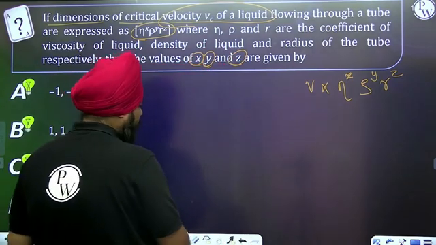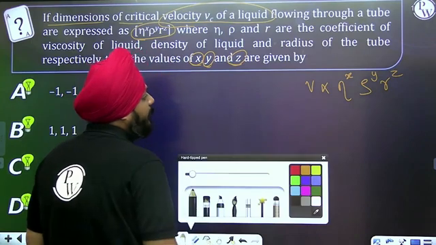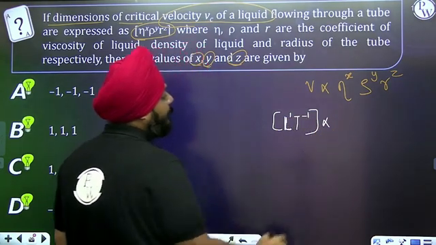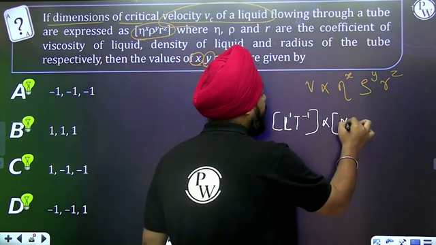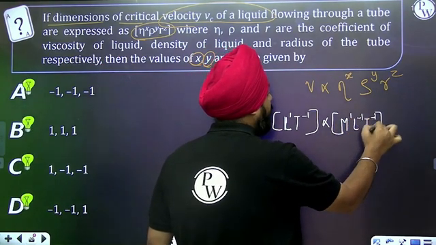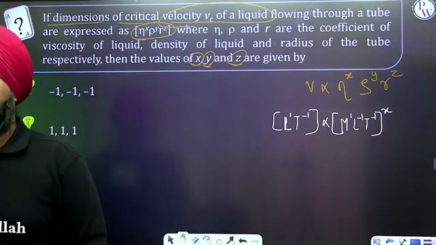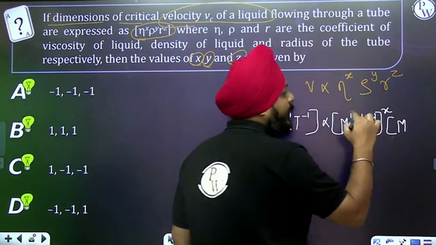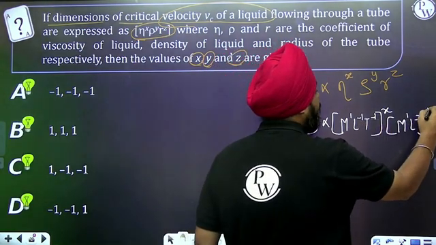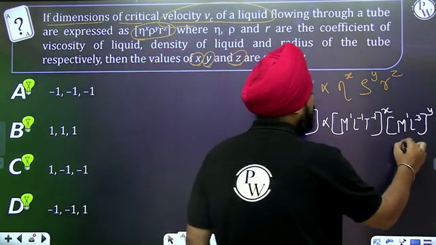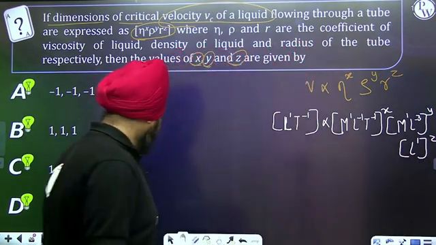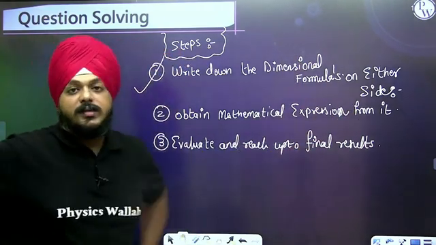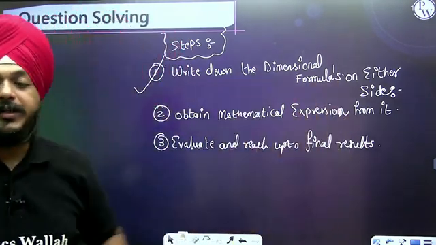Okay, so what is the first step? To evaluate all of those terms, write down the dimensional formula. On the left side, the dimensional formula of velocity is L1 T minus 1, directly proportional to the dimensional formula of coefficient of viscosity, M1 L minus 1 T minus 1, to the power x. What is the dimensional formula of density? Mass per unit volume, M to the power 1 L to the power minus 3, to the power y. What is the radius? L to the power 1, to the power z. Step 1, write down the dimensional formula on either side. Step 2, obtain the mathematical expression for it.